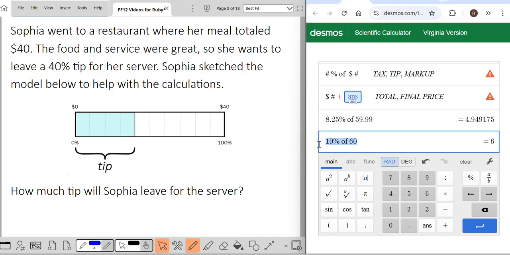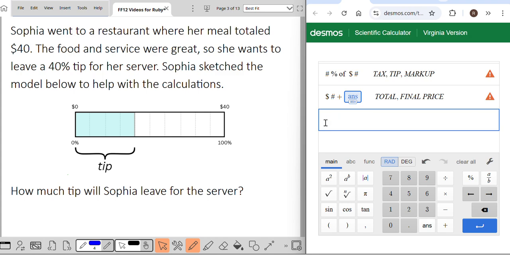All right, let's look at this next one. It says Sophia went to a restaurant where her meal totaled $40. That's how much her meal cost. The food and the service were great, so she wants to leave a 40% tip. Sophia sketched the model below to help with calculations, and it wants to know how much of a tip Sophia will leave. Well, I understand that they want you to use that model, but why wouldn't we just use Desmos?